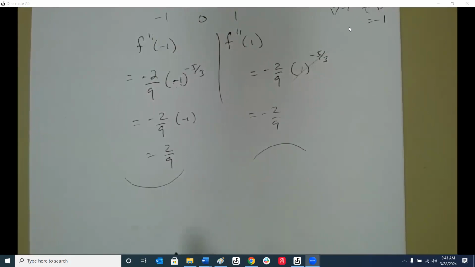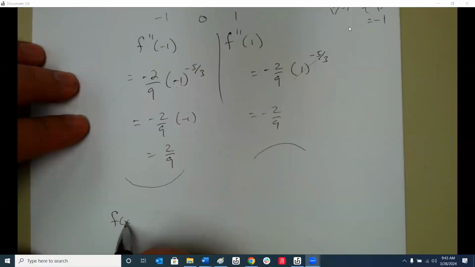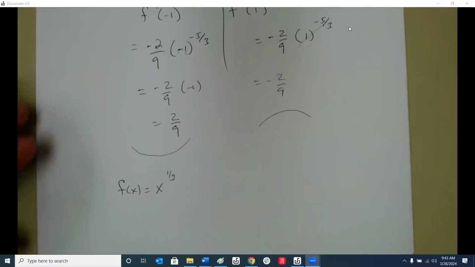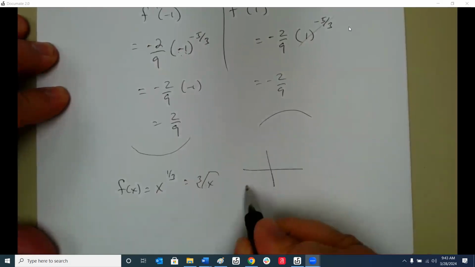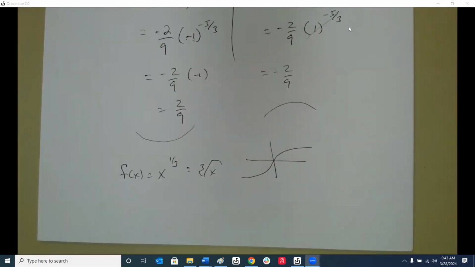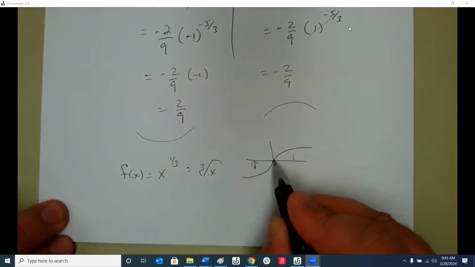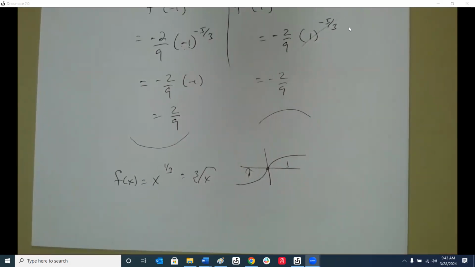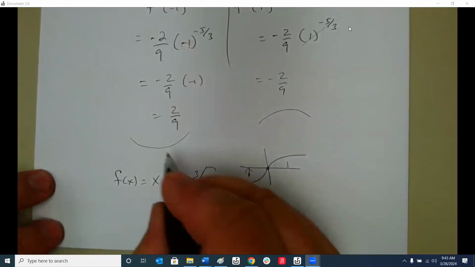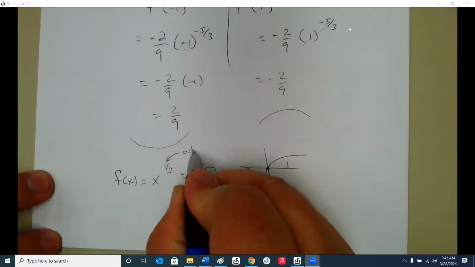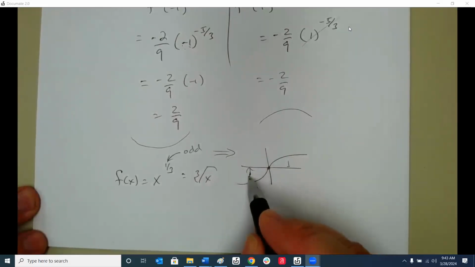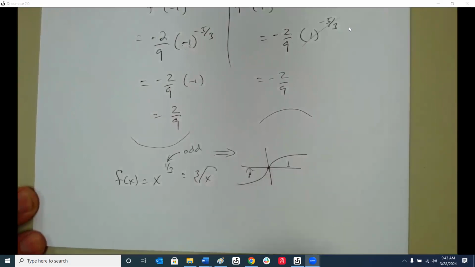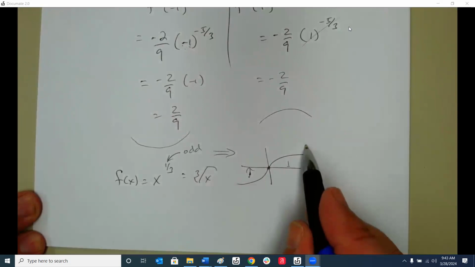And we can see that. From the library of functions, what does the graph of the cube root of x look like? Here you have concave up, and here you have concave down. So 0 is the point of inflection. As long as the numerator is odd, it'll remain like that. If I put a negative number in there, it'll stay negative. If I put a positive, it'll stay positive.